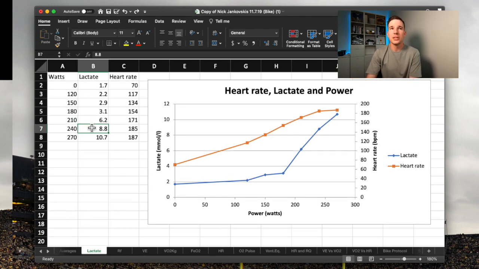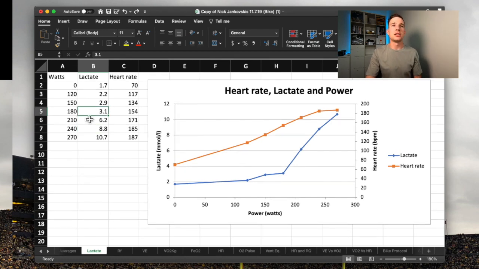So if I'm looking at just the lactate data, I go, well, the first time it does the increase is here, but it doesn't really increase massively here. And I get a 2 millimole jump between 210 and 240. I also get a 2 millimole jump between 240 and 270. I know that 270 is my VO2 max, so that can't be it. Is it 210? Is it 180? Maybe 240? You're playing a bit of a guessing game.